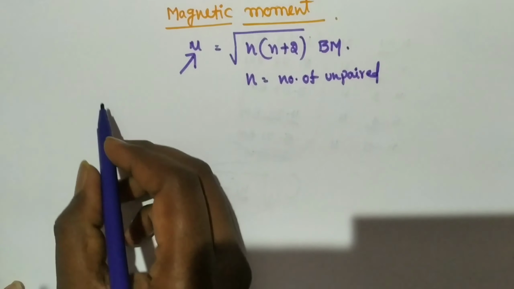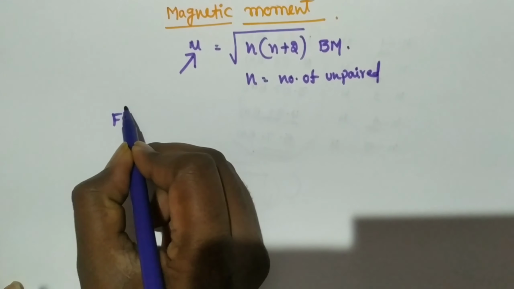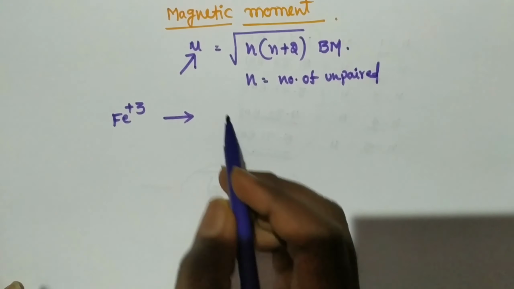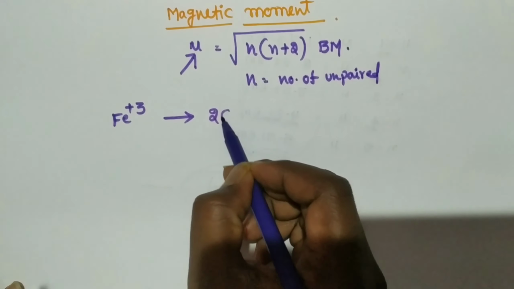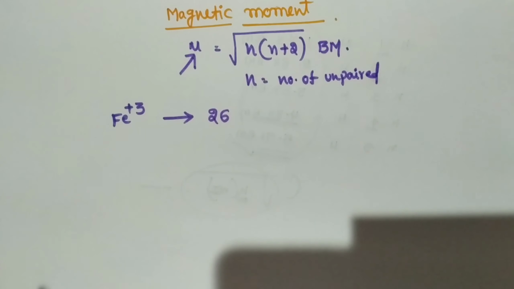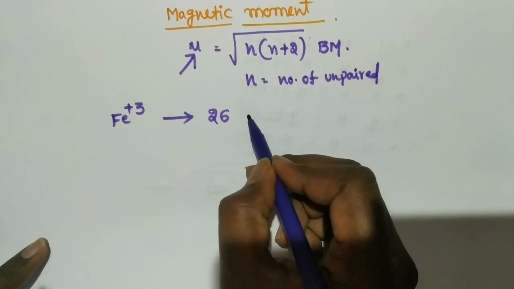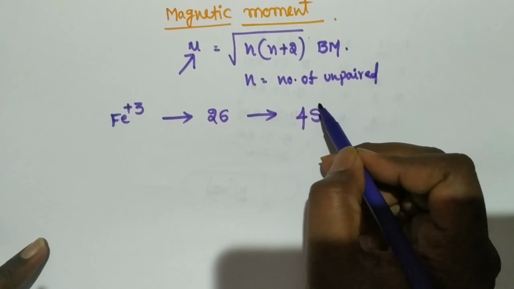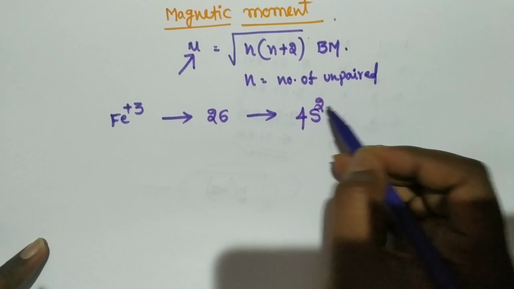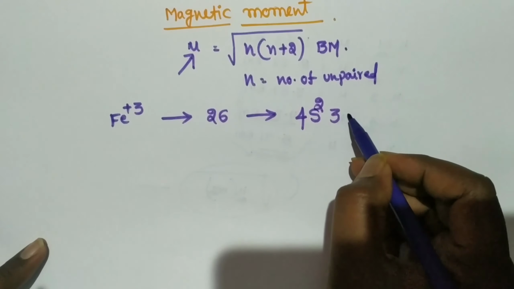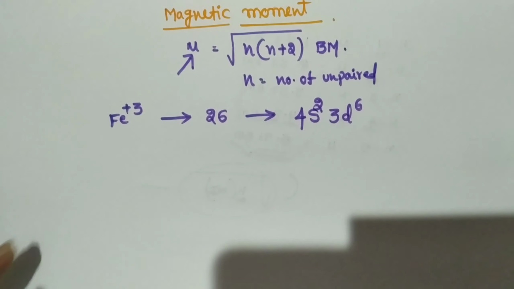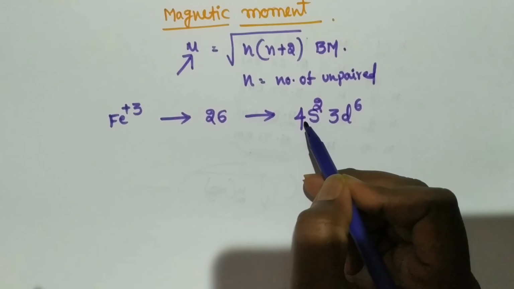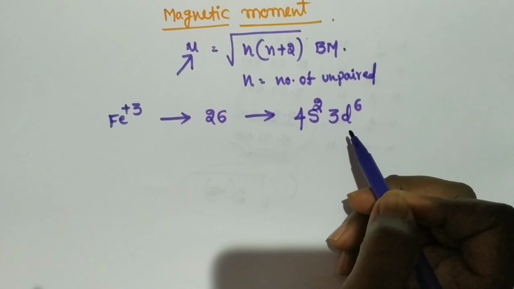For example, Fe plus 3. The atomic number of iron is 26. So the electronic configuration is 4s2 3d6. So atomic number 26, electronic configuration is 4s2 3d6.